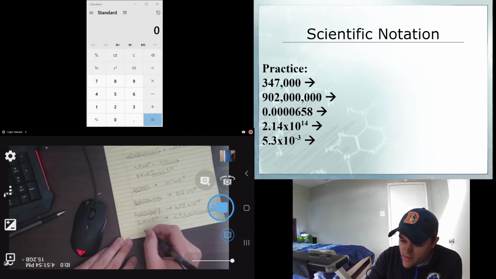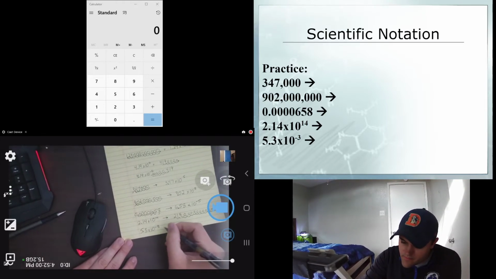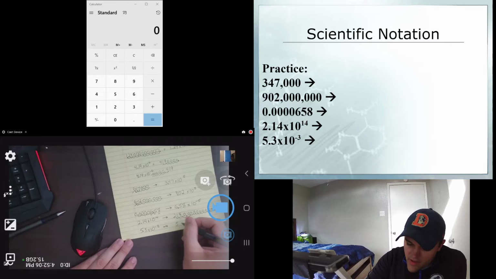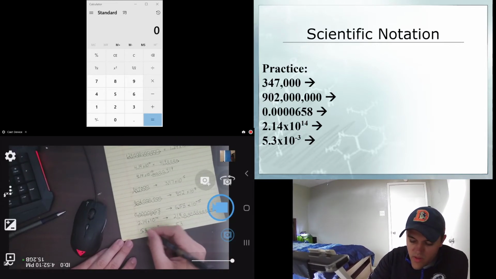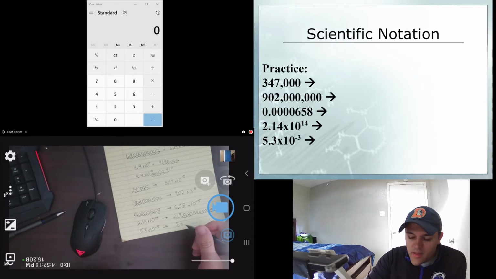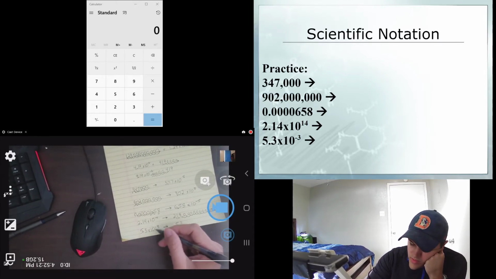All right, our very last one, 5.3 times 10 to the negative 3. All right, so on this one, we've got 5 and 3 as our two significant figures. We know the decimal point is originally here, and we've got to move it back to the left this time because our exponent up here at the top is a negative exponent.